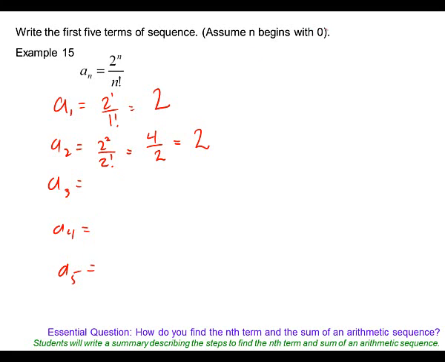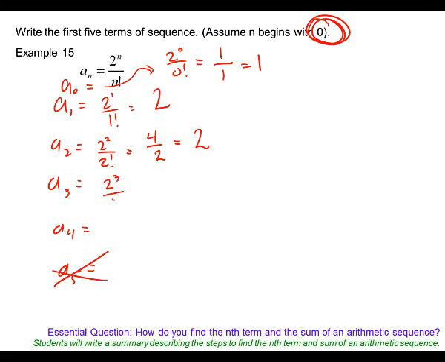Oh, wait a minute. How did I forget? A starts with 0, so my first term is actually my 0 term, isn't it? Yeah, sorry. Squish that in there. 2 to the 0 over 0 factorial. What's anything to the 0 power? 1. And what did we just say 0 factorial was? 1. So that answers 1. And guess what? We don't have to do a sub 5. Isn't that nice?